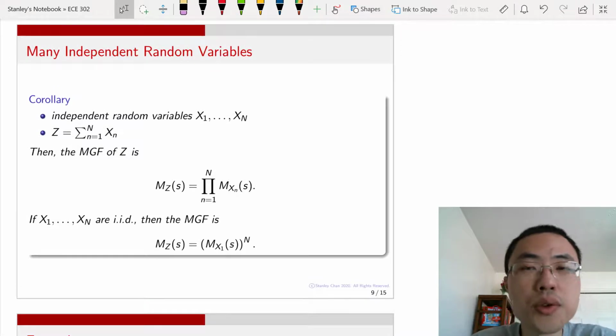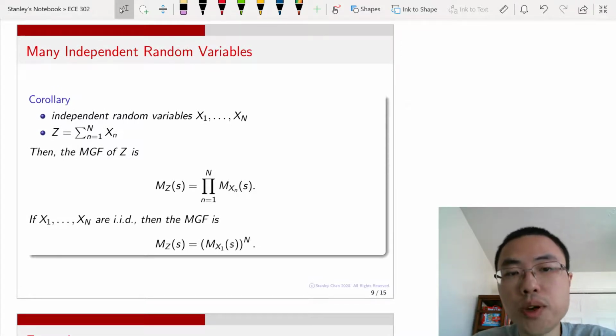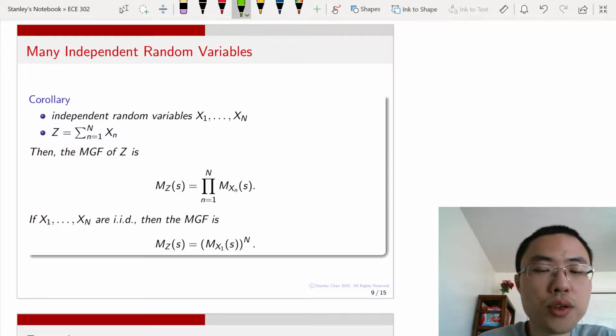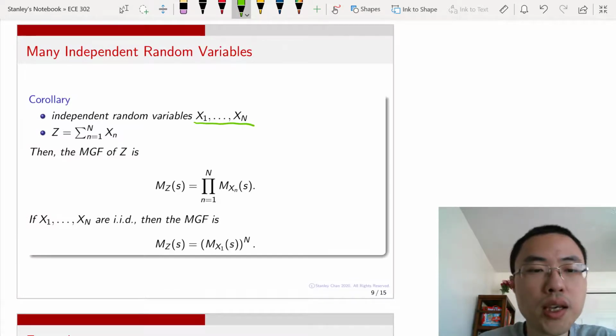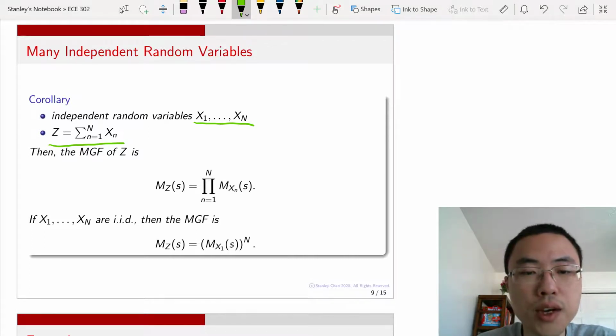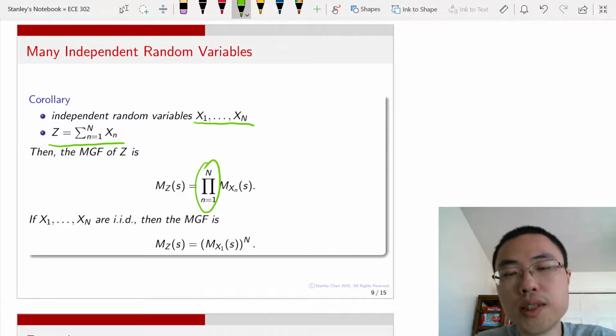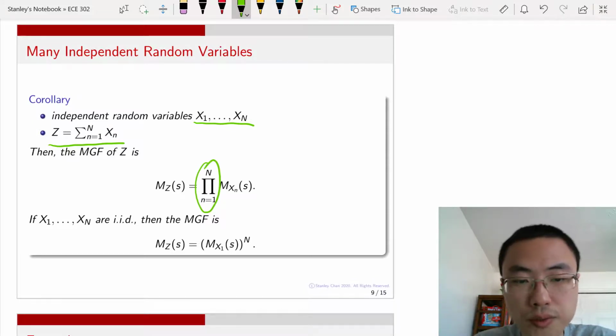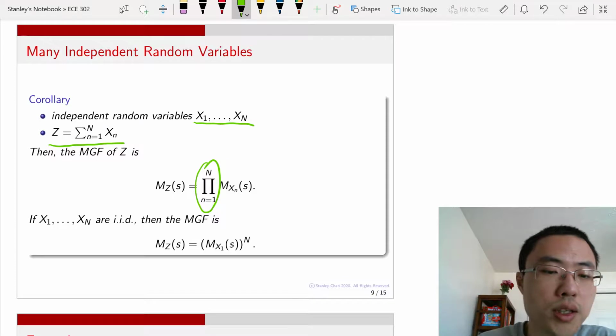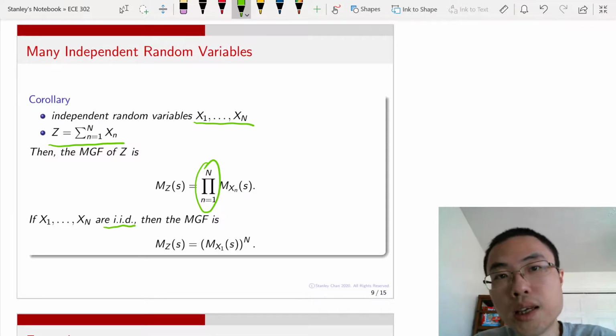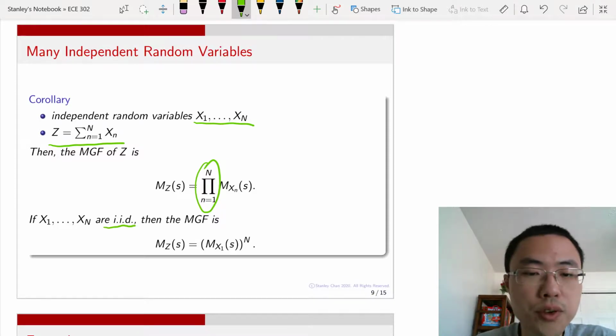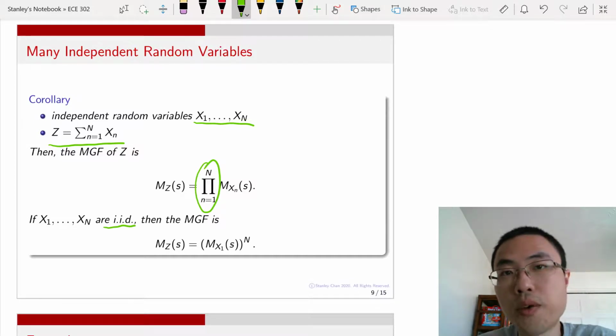If you have a sequence of n random variables, the same principle applies. Here, assume that you have random variables x1 to xn, and then you form the sum from x1 to xn. Then the moment generating function of z is really defined as the product of all these individual moment generating functions. Furthermore, if all these random variables are IID, then the moment generating function is just any one of those taken to the power n.